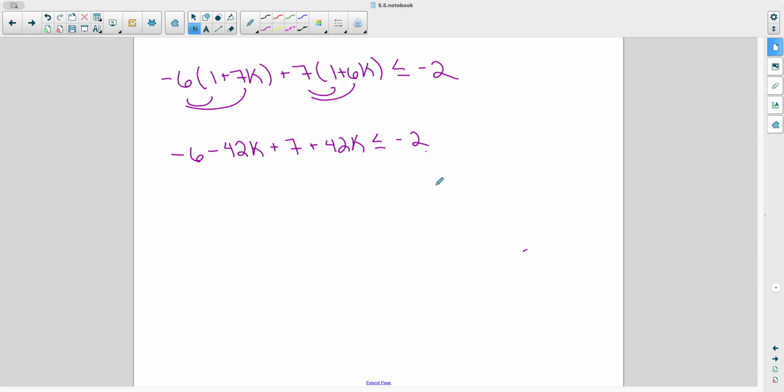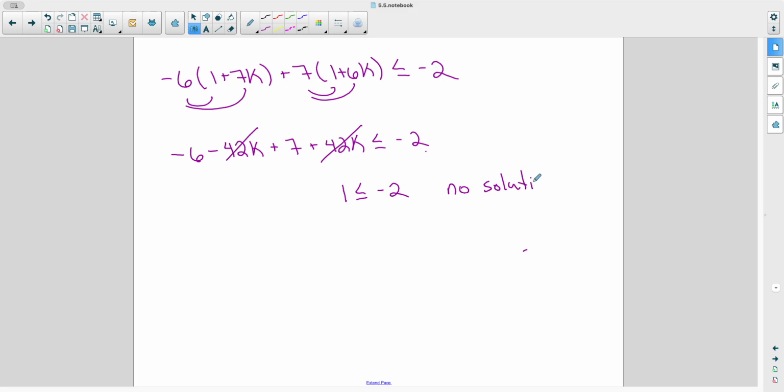Okay, now, here's the whole point behind this one. What do we notice on the left? That they're both 42k. They're going to cancel out. So then I say, what is negative 6 plus 7? 1. Is that true or false? False, because it doesn't work. So there are no solutions.